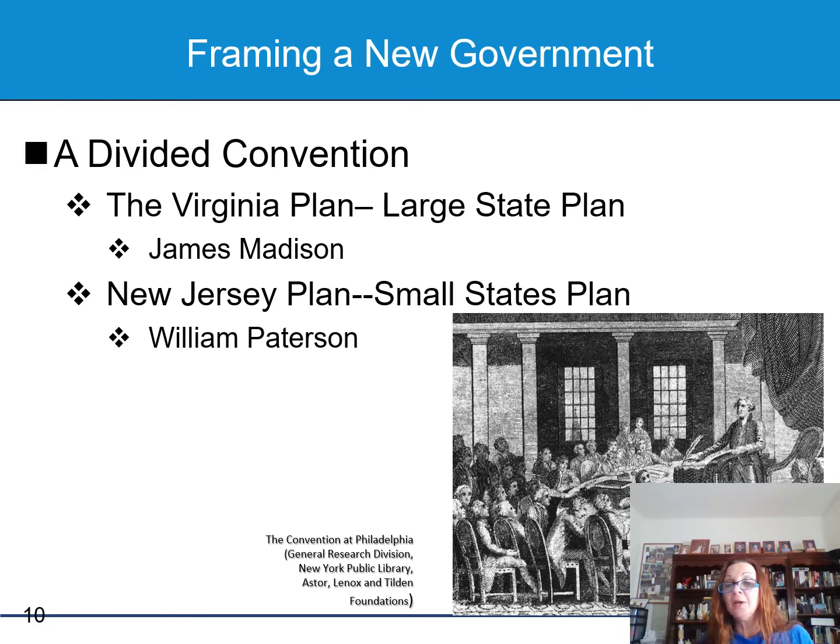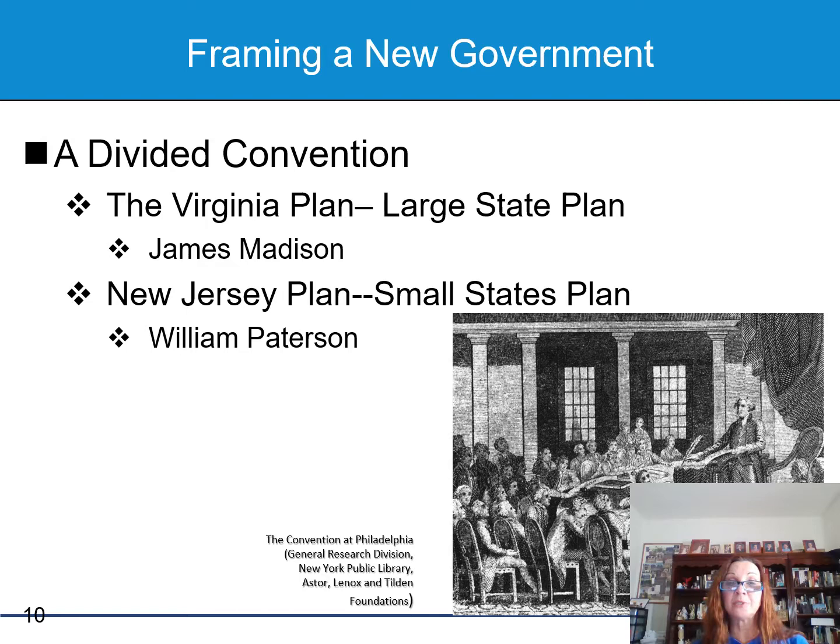The Virginia delegation was the largest delegation, and Virginia was one of the largest states. The Virginia delegation was also the best prepared delegation when they got to Philadelphia for the convention. James Madison is one of the leaders of this Virginia delegation. The Virginia group believed that there was no saving the Articles of Confederation.